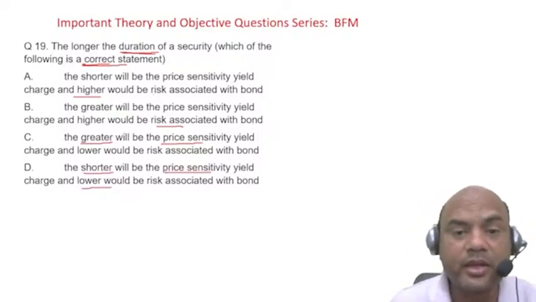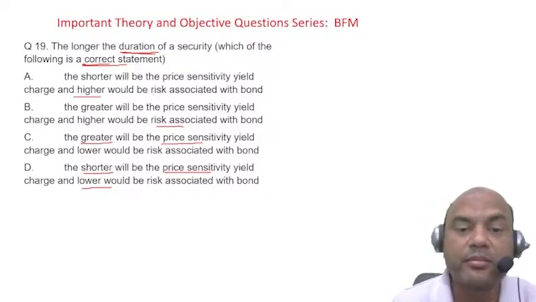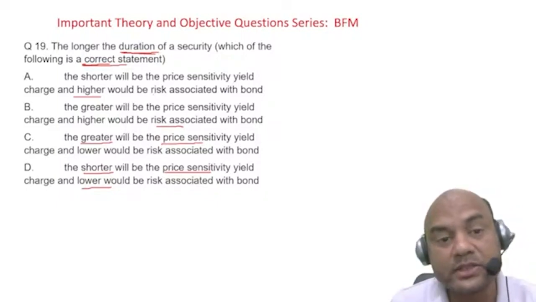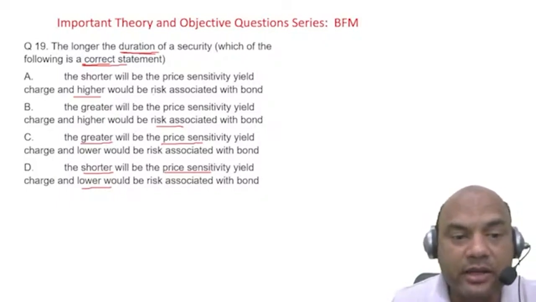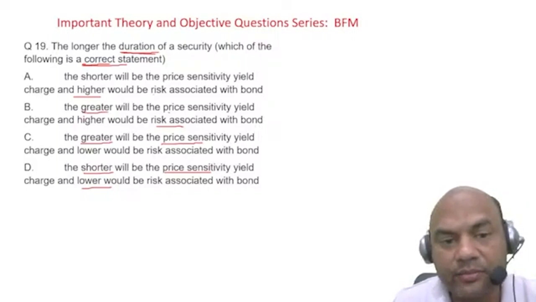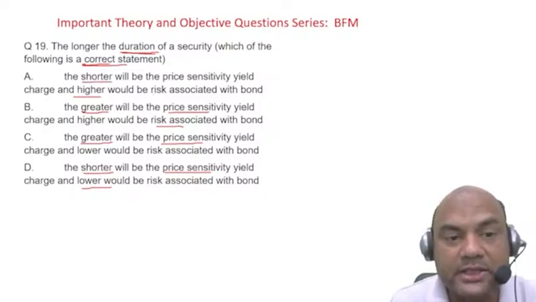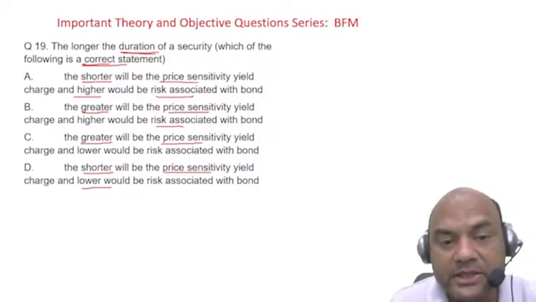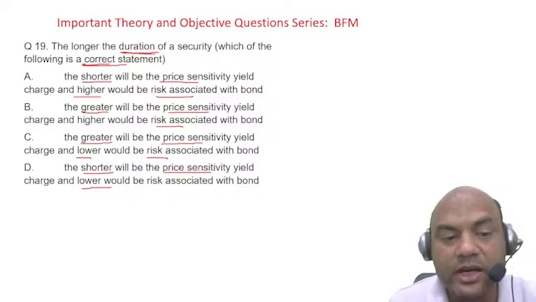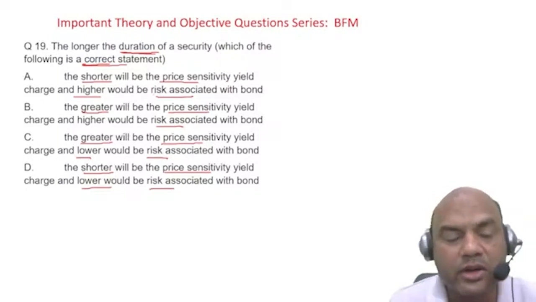Now think over it. Apply your own logic everywhere, because this question should be based on your logic as well as your studies. Think over it. Greater will be the price sensitivity and higher would be the risk. Shorter is the price sensitivity and higher is the risk. Greater is the price sensitivity and lower is the risk. Shorter is the price sensitivity and lower is the risk. So what should be the correct answer? Look at this concept.